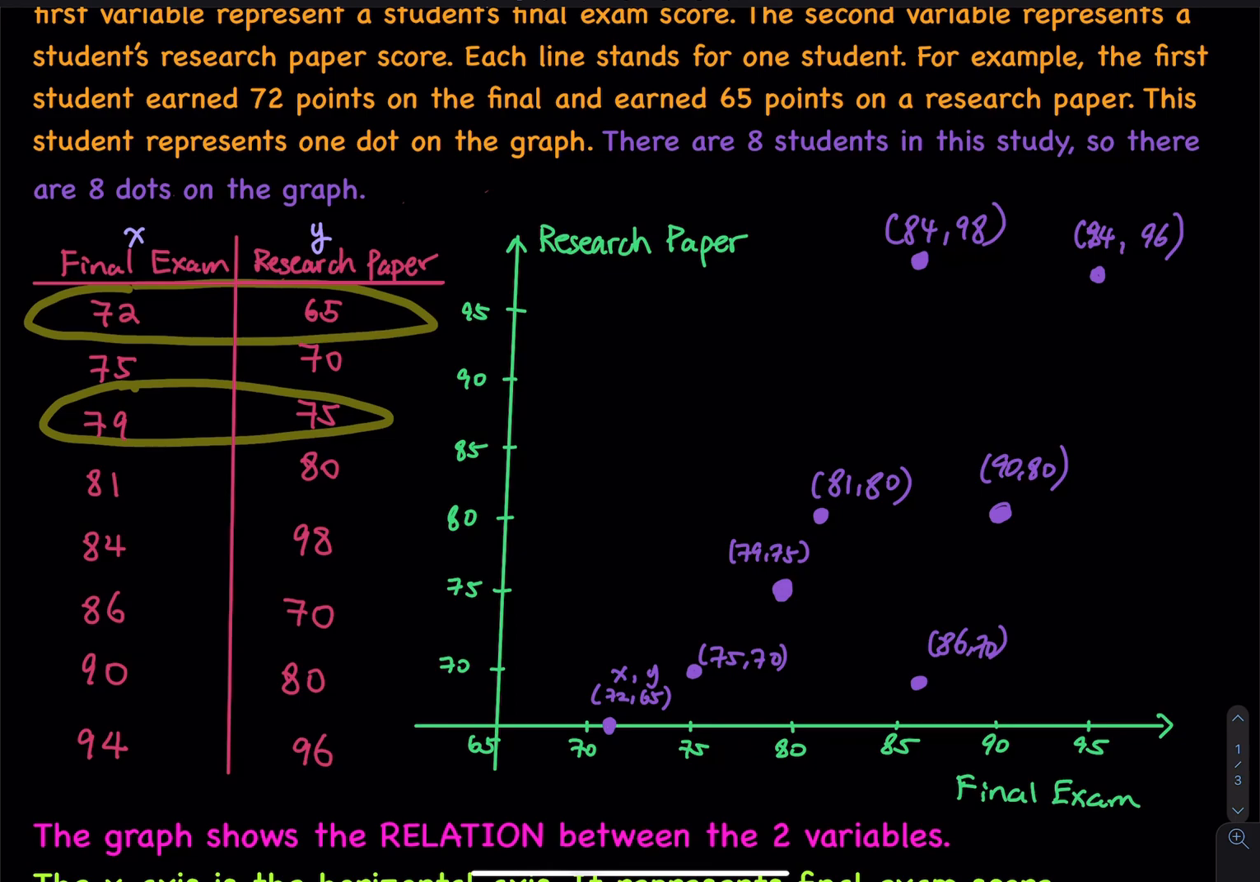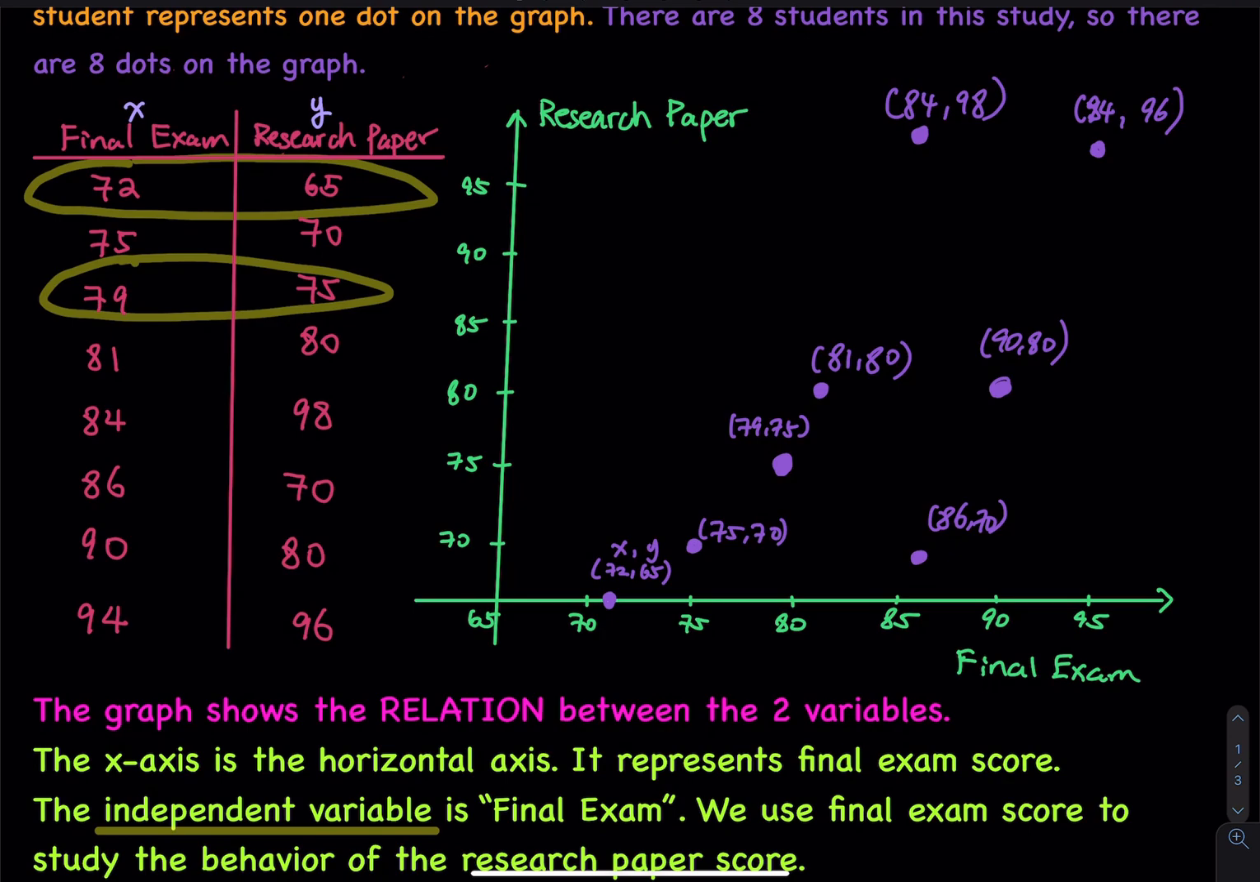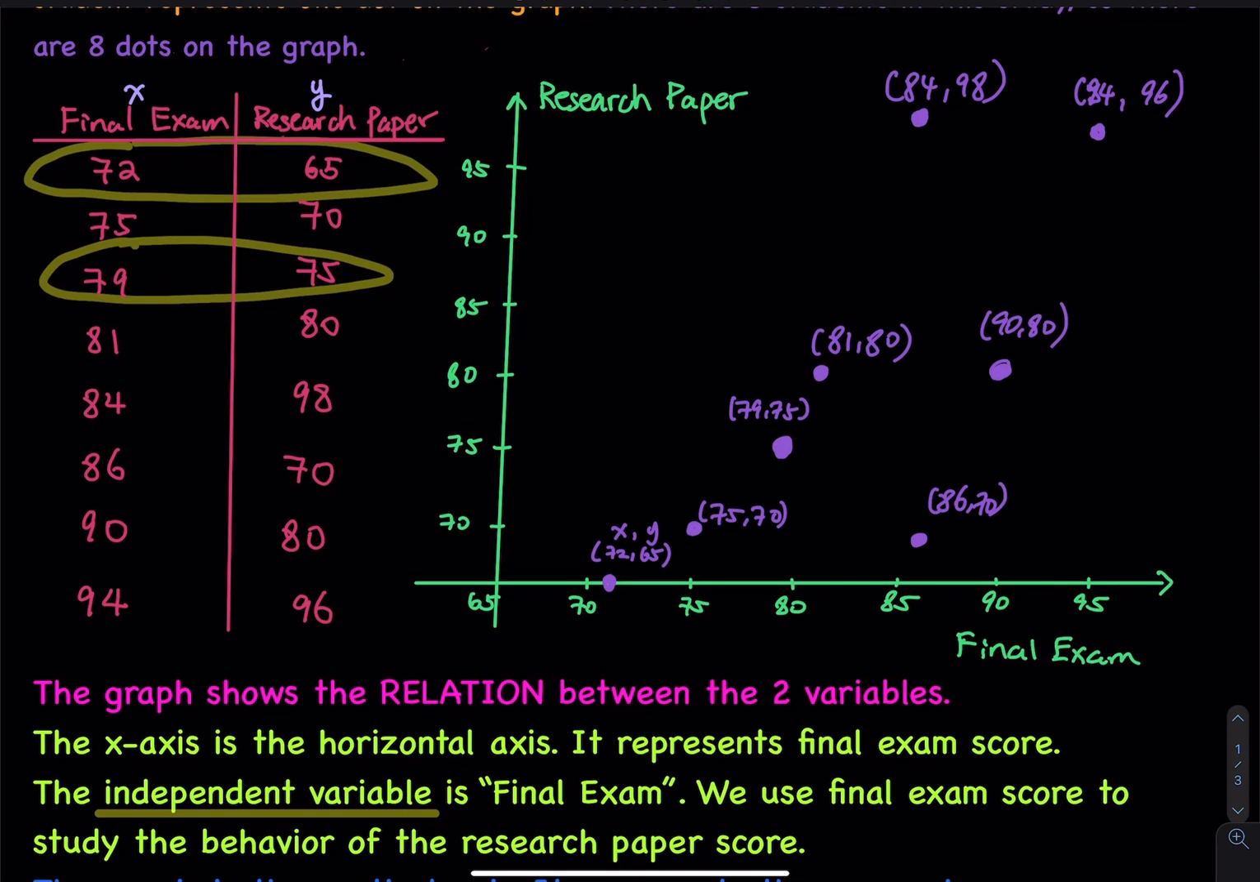So we have two variables. The x-axis is the horizontal axis, right over here, and that represents final exam score. So that is called the independent variable. The independent variable is final exam. We use the independent variable to study the behavior of research paper.